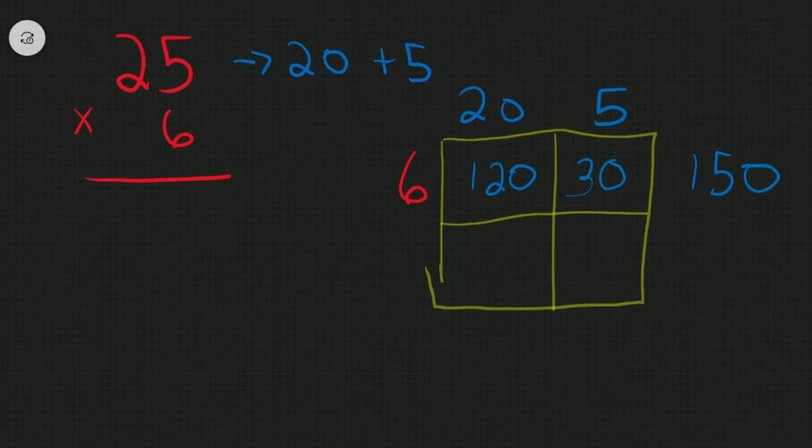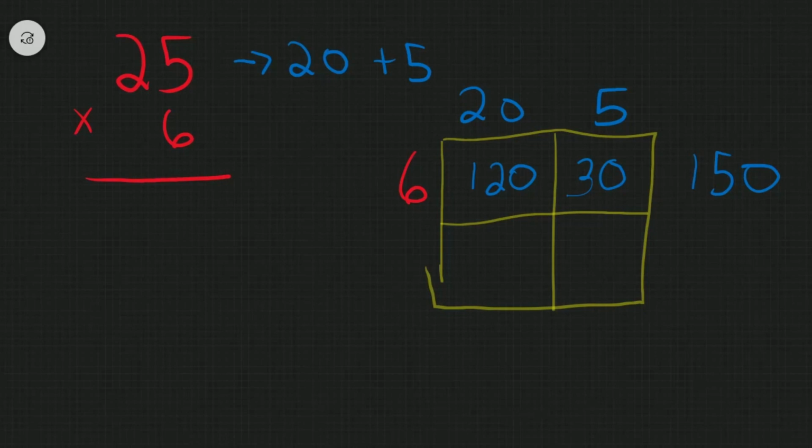150. Now you might be wondering why I have these two window panes here. That's actually for when we get into double digit by double digit. So I'm just setting it up that way today so that when it comes time for tomorrow, you're like, that makes sense. Let's real quickly see if 25 times 6 is the same using the standard algorithm.